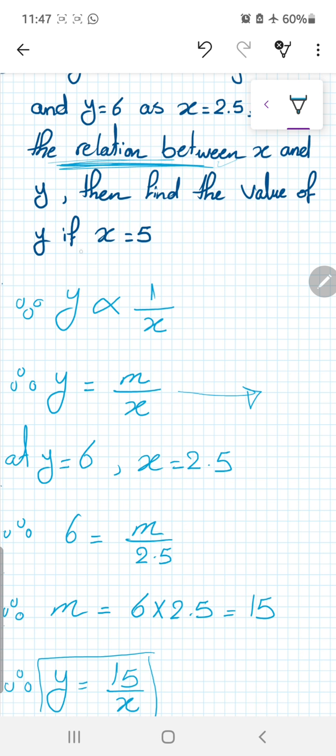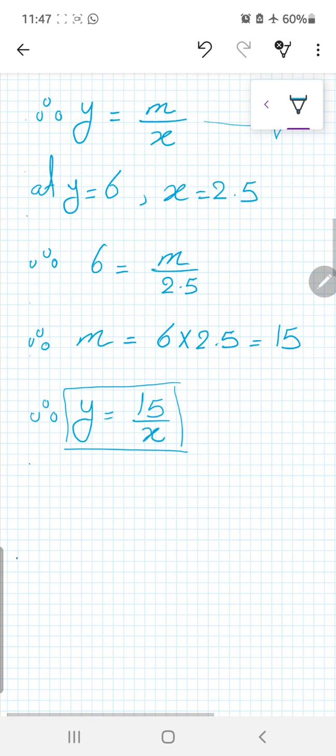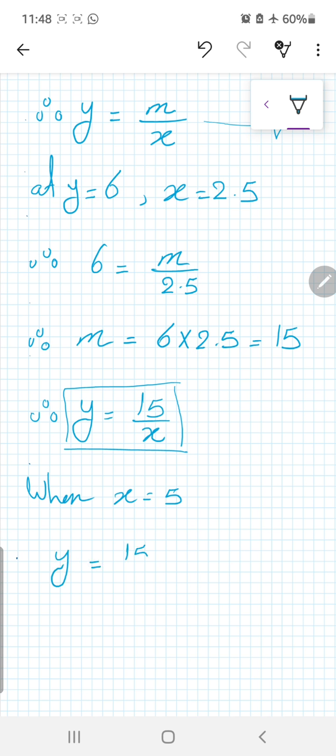Okay, we get the relation between x and y, and find the value of y. Then find the value of y if x equals 5. So from the relation, when x equals 5, direct substitution, we get y equals 15 over 5. So the value of y equals 3.